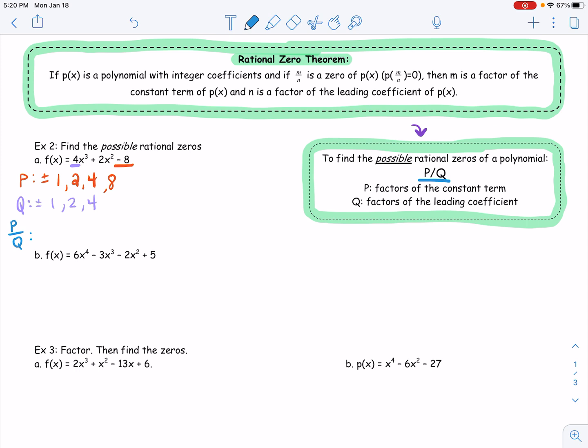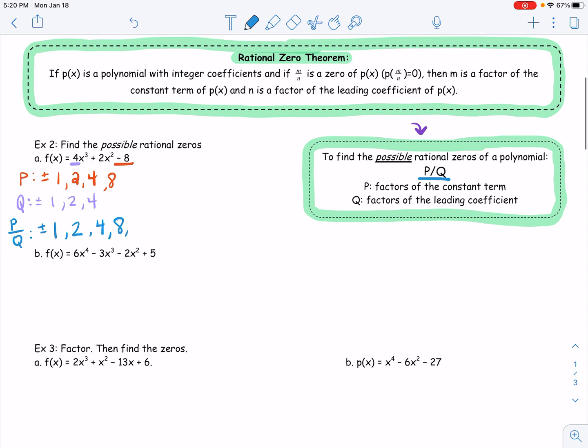So I could still have a plus or minus 1 over 1, which is 1, 2 over 1, which is 2, 4 over 1, which is 4, and 8 over 1, which is 8. Moving to the next Q value, I could have a positive or negative 1 over 2, 2 over 2, which is 1, and it's already in my list, 4 over 2, which is 2, which is already in my list, and 8 over 2, which is 4, which is already in my list.